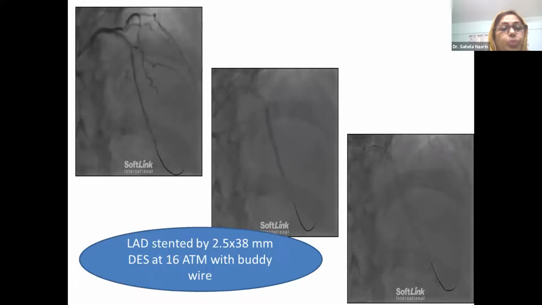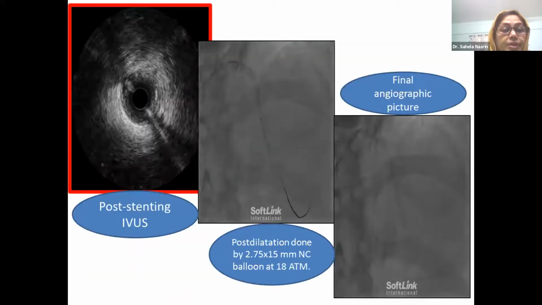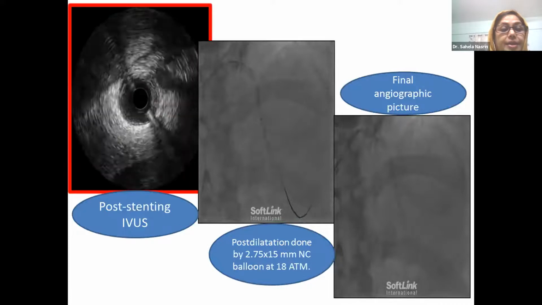In that case, we would proceed for rota, but luckily we could deploy the stent, and we deployed a DES of 2.5 into 38 millimeter up to 16 atm pressure by buddy wire technique. Then again, IVUS was done. This is the post-stenting IVUS.